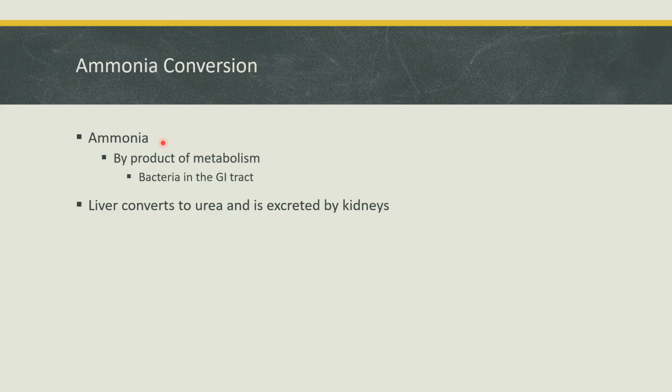Our liver also breaks down ammonia. So ammonia is a product of metabolism from our GI tract, right? Our GI microbiome. All those little normal bacteria that live in our GI system create a lot of ammonia, which is broken down into urea by the liver and then excreted through the kidneys. So when we have liver dysfunction, we're not able to break down that ammonia, which is going to cause encephalopathy, right? Ammonia is a toxic chemical that we shouldn't have in our body.